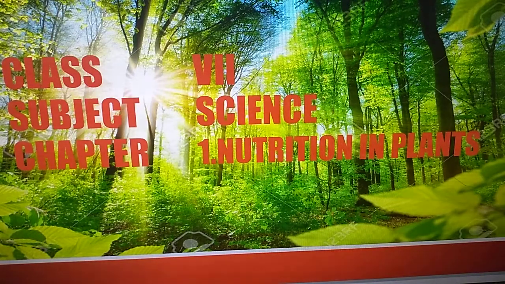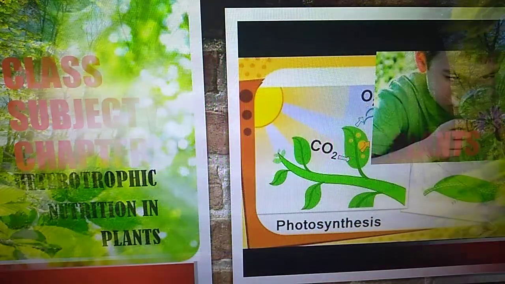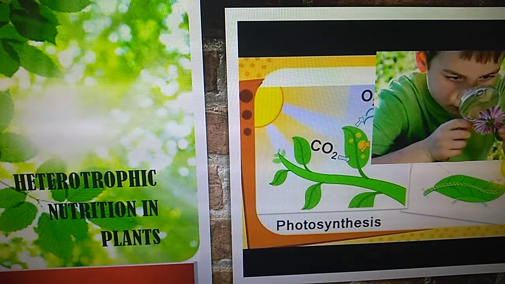We are going to learn about a very important topic of subject science for class 7. And the topic is heterotrophic nutrition in plants. At the end of this video, you'll be able to classify the plants in various categories on the basis of their mode of nutrition.